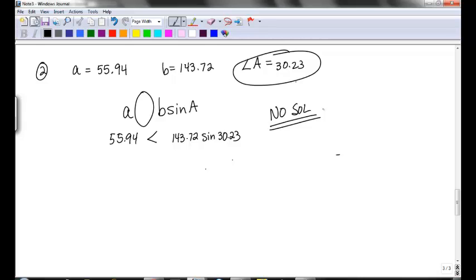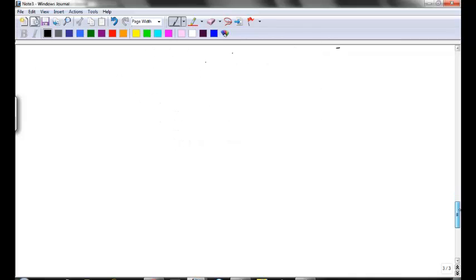Now, here's where we're going to add to your card. You don't need all those pictures. This is my ambiguous case right here. You can put it all in that space. It doesn't have to be very big. So add this to your card. I do want you to write law of sines, the ambiguous case.